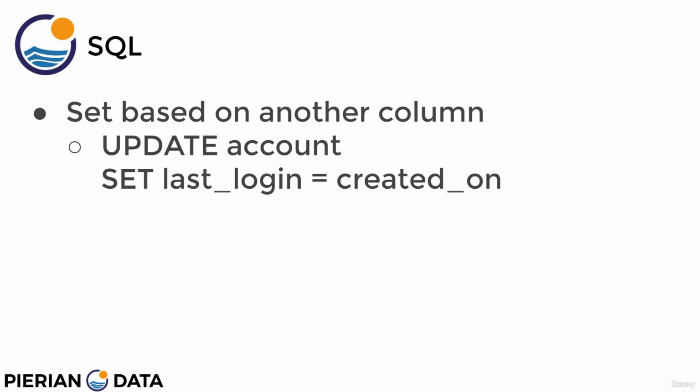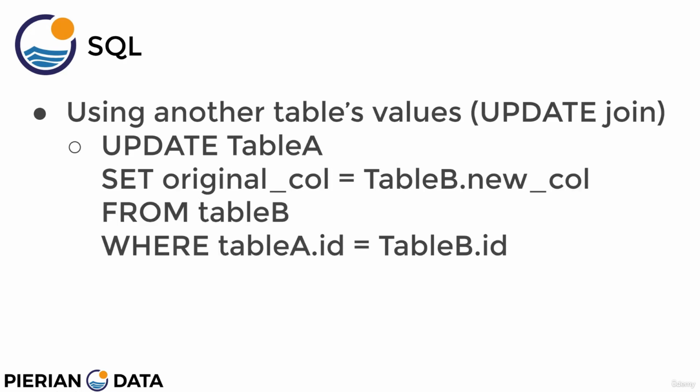I could also set everything based off another column. So we also have the created on column. I could just say update account, set all the values in last login equal to created on. I could then also add in a where condition on top of this.